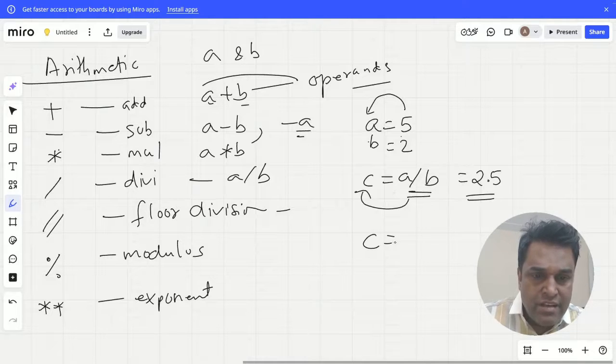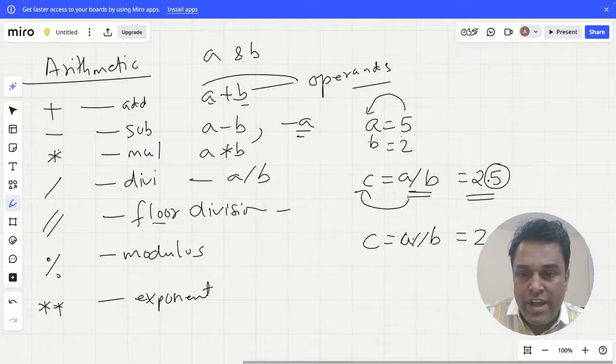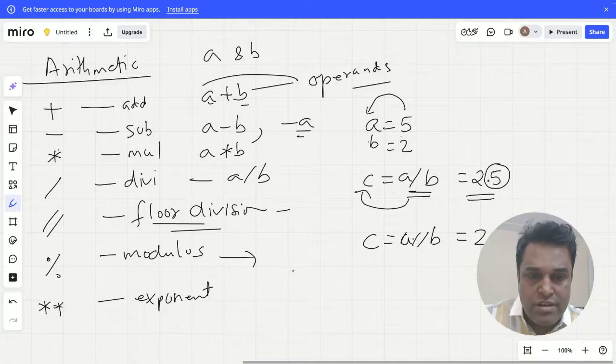But if I say a double slash b, what happens is the decimal part is ignored and only the integer part is taken. So this will produce 2. And that is the basic difference between division and floor division. If you don't want the answer to be in decimal and you only want the integer part, you will be using double slash, which is called floor division. So this is the basic difference. And then we have the modulus. Now, what is modulus?